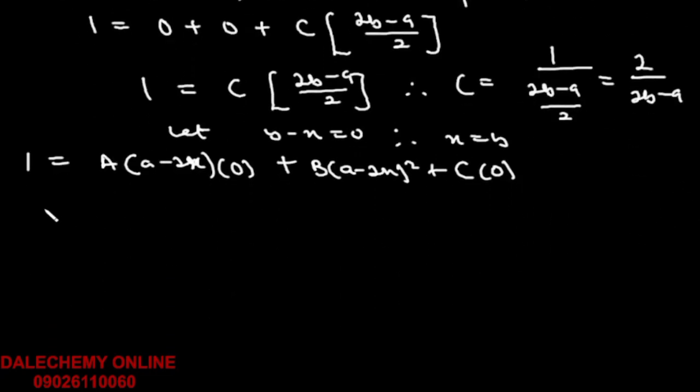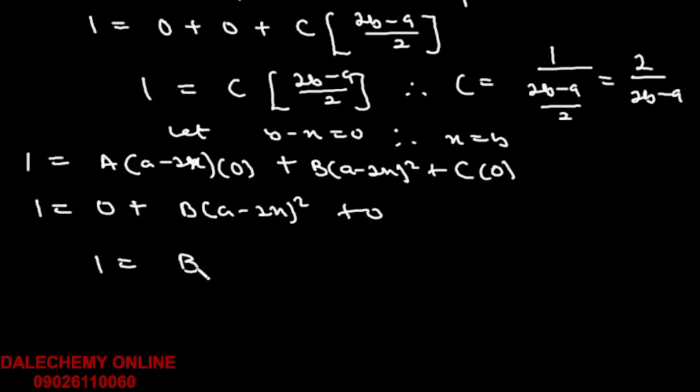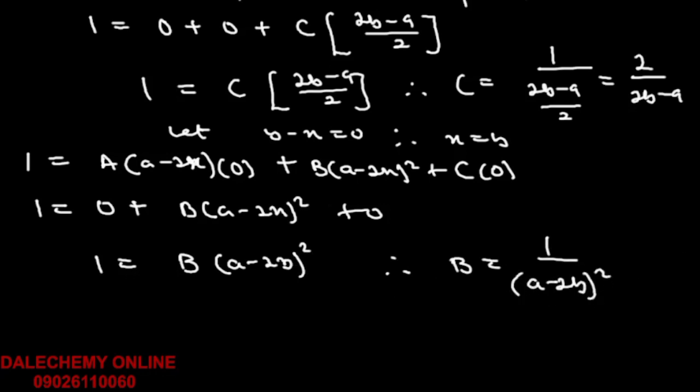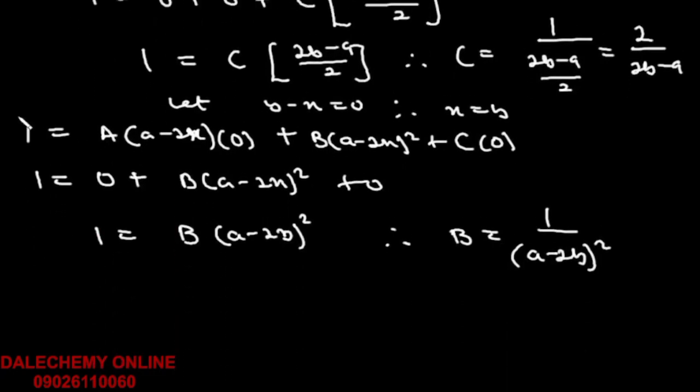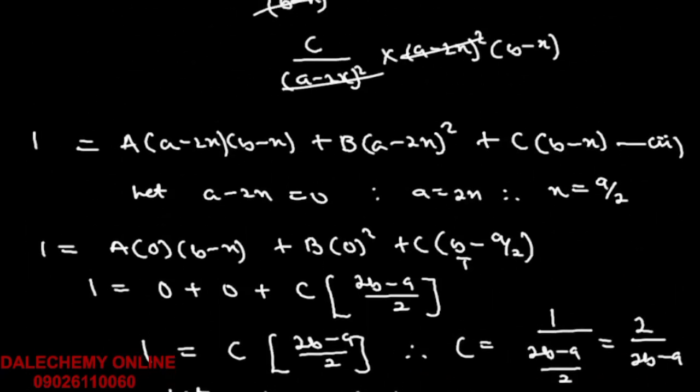So we now have 1 equal 0 plus b(a minus 2x) squared then plus 0 again. So now we have 1 equal b(a minus 2x) squared. Now x will become b, so that will become 2b, to the power of 2. So now we have b equal to 1 over (a minus 2b) squared. Now I want us to make sure that we note all this. Let me put them in red so as to note them easily.